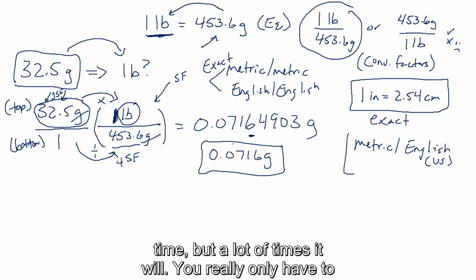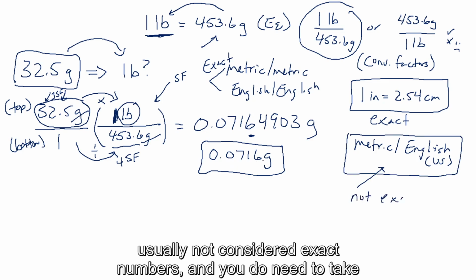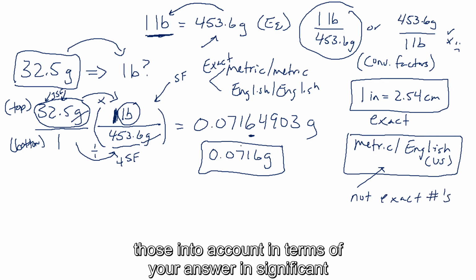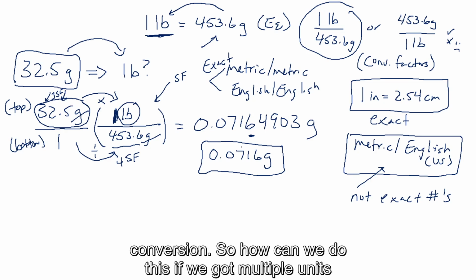You really only have to worry about this situation here. When you cross over, these are usually not considered exact numbers, and you do need to take those into account in terms of your answer in significant figures when you cross over that metric to English conversion.